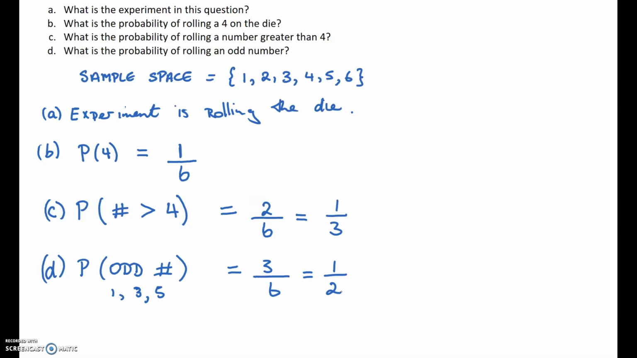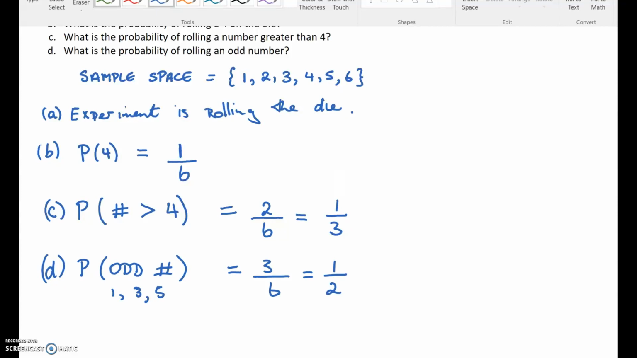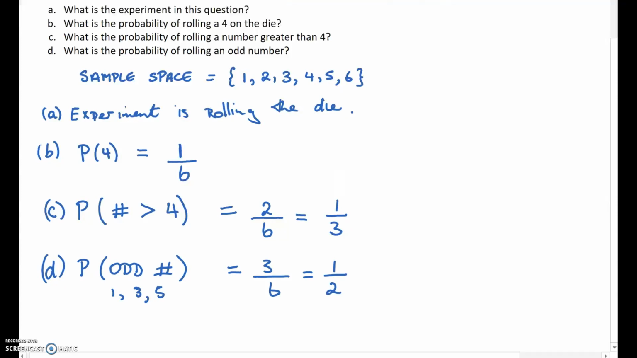Okay, so just before we finish up here, I want to talk a little bit about the word event. Okay, we've already described sample space. The sample space is all the possible outcomes. Experiment is what you actually do. And the event in these cases is what you want to achieve. Okay, so the event is what you want to achieve. So in part B here, the event is rolling a 4.